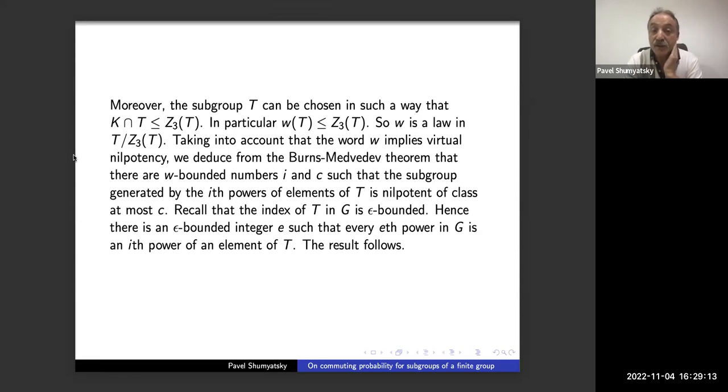So we get this containment, and since W is a law in this quotient T over center, it follows from the Baer-Medvedev theorem that there are bounded numbers I and C, with the property that the subgroup generated by I's powers of elements from T is nilpotent of class at most C. But since T itself is of bounded index in G, it also follows that there is a still bounded number E, such that every E's power of an element of G is an I's power of an element of T. And hence, the result follows.